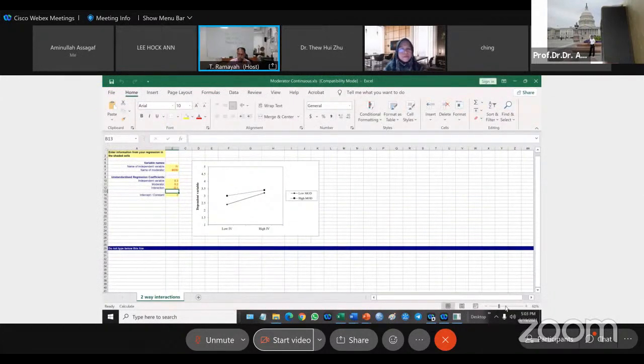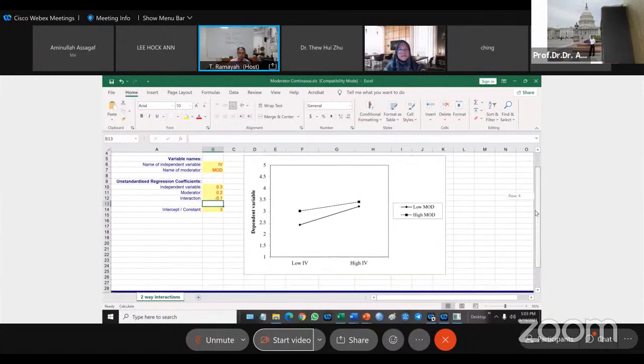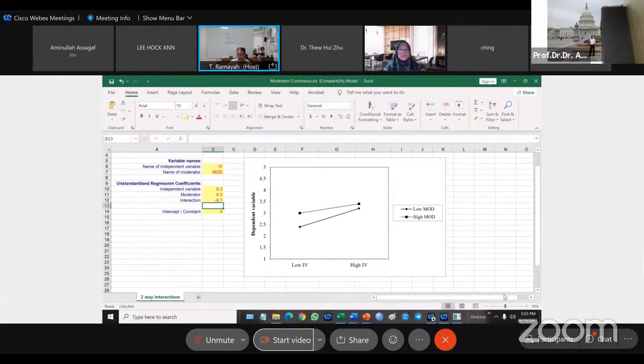We will make it bigger so that you can see the plot now. This is the template which I downloaded from Daniel Soper. The first thing you will do is label the axis. The independent variable is PU, so I label PU. My moderator variable is SSSE.